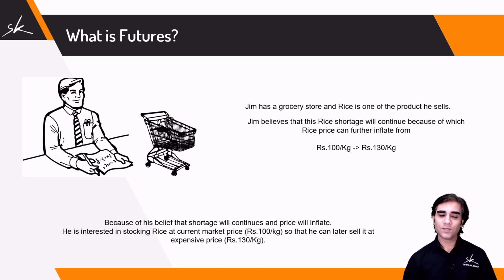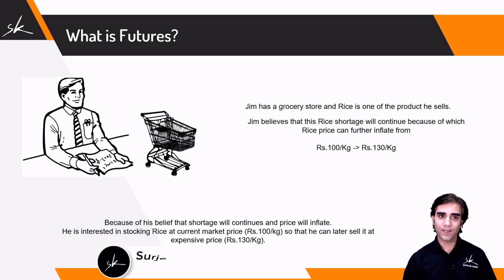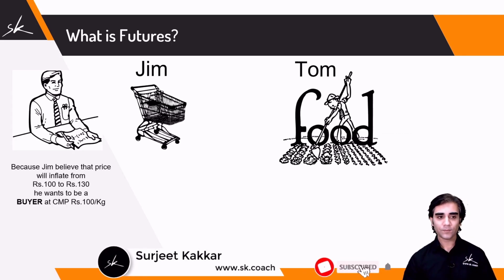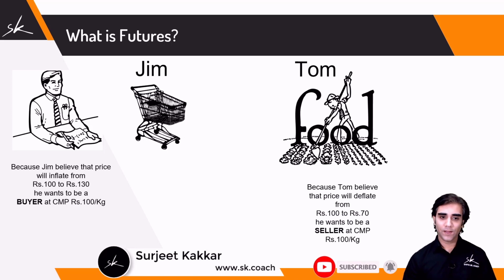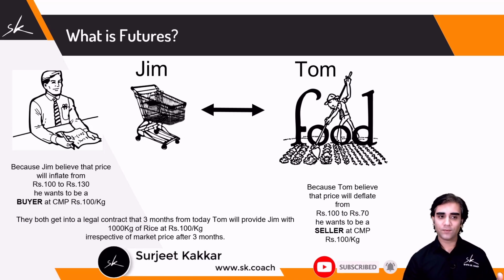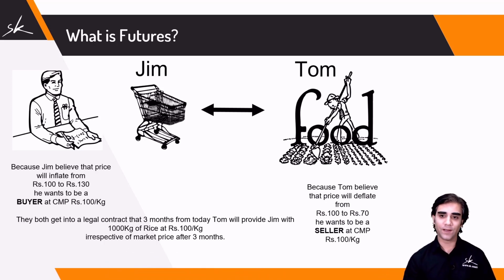So now what happens is, because Jim is interested in buying and Tom is interested in selling, they get into a contract for 3 months from now. Jim believes that the price will inflate, so he's interested in buying at 100, and Tom believes that the price will deflate, so he's interested in selling at 100. So they both get into a legal contract that 3 months from today, Tom and Jim will be exchanging 1000 kg of rice at a price of 100 rupees per kg, irrespective of whatever the price is in the future.